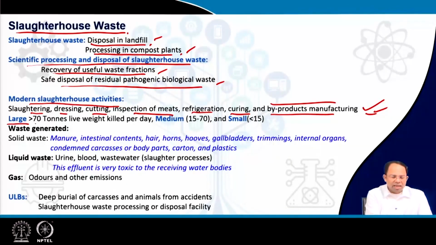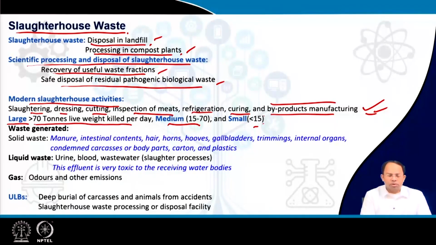Now, there could be large slaughterhouses which process more than 70 tons of live weight killed per day, medium ones 15 to 70, and small ones which process less than 15 tons of live weight killed per day. So that is how we can designate them.